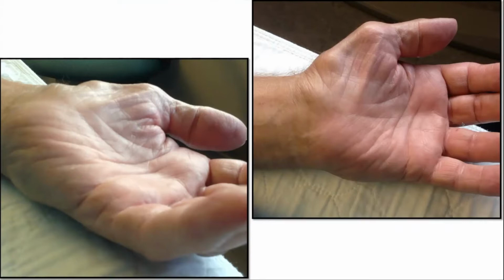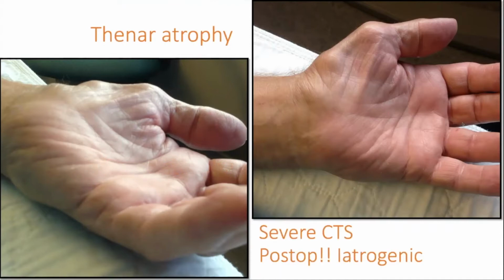And you could see that with very advanced carpal tunnel that went unfixed surgically. But unfortunately, you could see it also post-operatively with iatrogenic injury of the palmar recurrent branch that gives the motor supply to that thenar eminence.